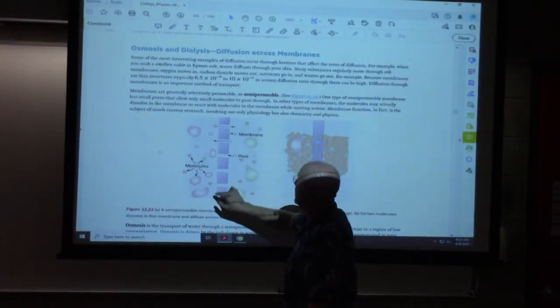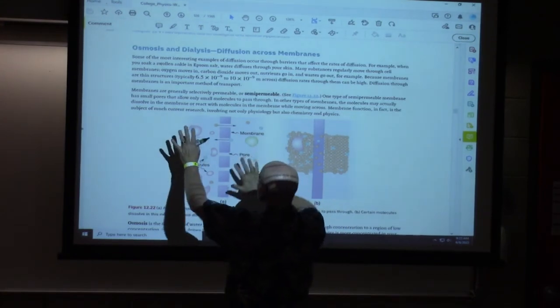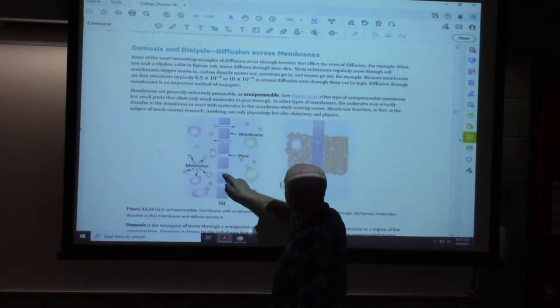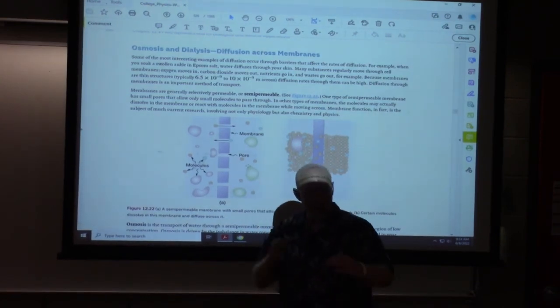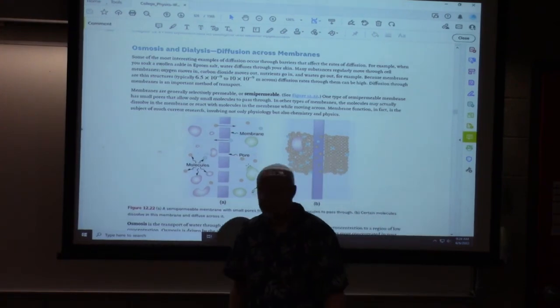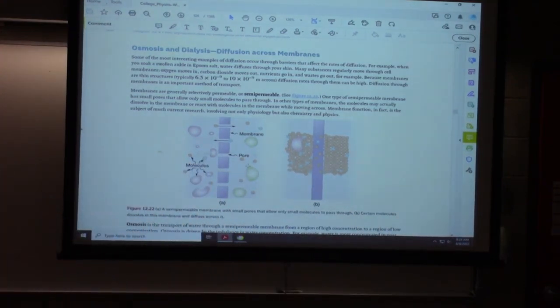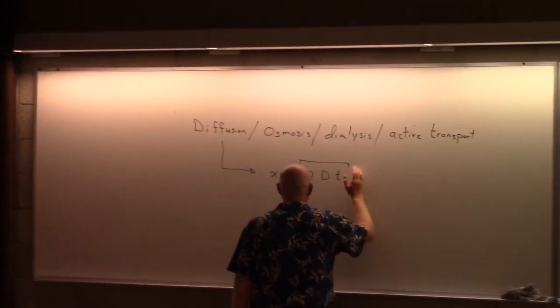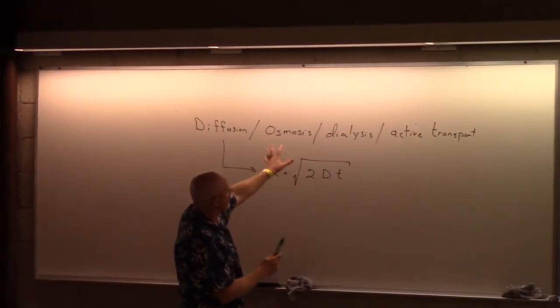And so your author's trying to say here, let's say this is the cell membrane, and you've got all these molecules in here. Some of them are too big to fit through the small pores. So maybe water can go through, but sugar can't. And if water goes through, we call it osmosis. If there are other molecules, we call it dialysis. So to me, these are one and the same.